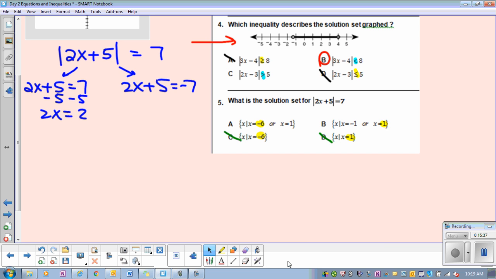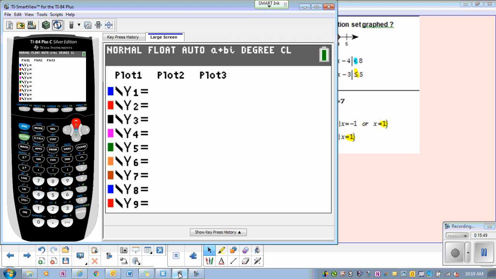I got these. So we can either graph this or we can store it. What would you like to do? You know what? Forget it then. We're going to store it.